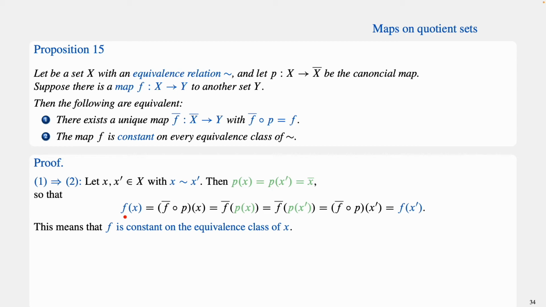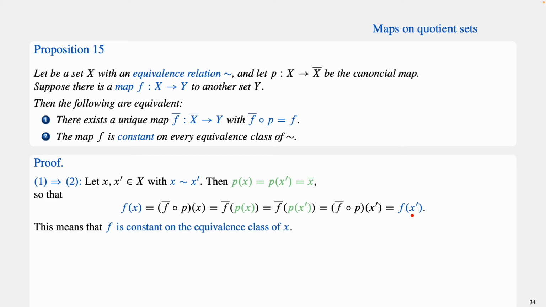And now we apply this. So we look at f of x, which by assumption equals f bar composed with p applied to x. So this is true by assumption, because we assume part 1 to be true. Now this means nothing but f bar applied to p of x, but we assumed they are equivalent, so p of x is equal to p of x prime, so we can replace that here. So this is f bar applied to p of x prime, which again is just f bar composed with p applied to x prime. And again, we assume that this holds, so this is just f of x prime.